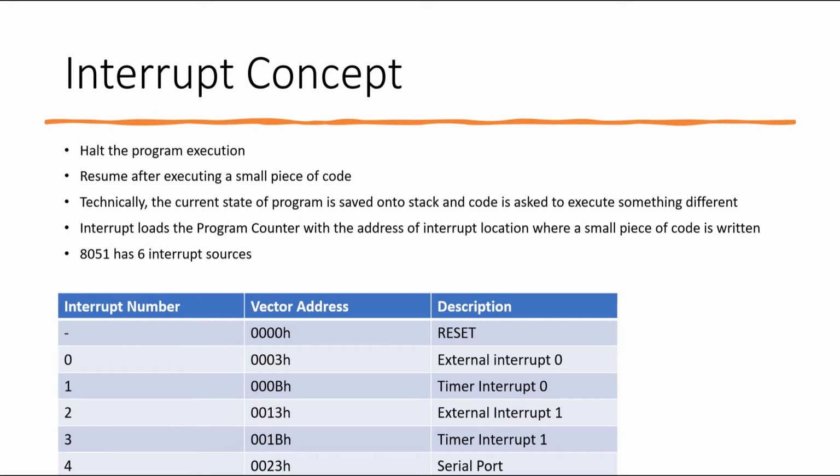And then there is one serial port interrupt. This serial port interrupt can be configured to use whenever you receive some data on the RxD pin or whenever transmission through a TXD pin is completed. So in this video, for the scope of this video, we will try to study how we can use external interrupt 0, how we can use an external interrupt with 8051.